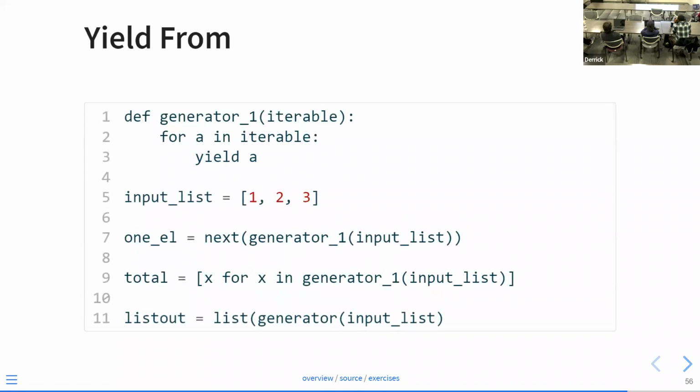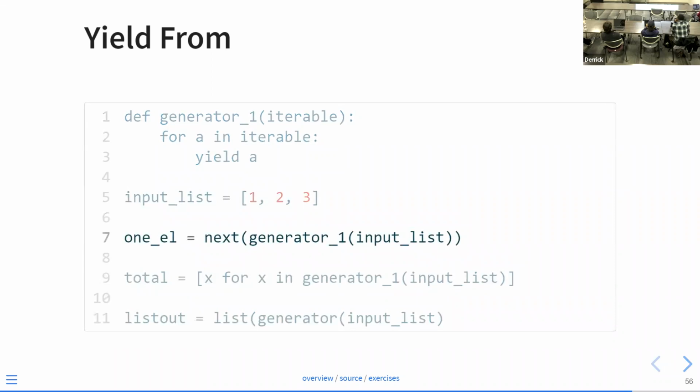Okay, so here's another example where we're doing something similar, but this time we have our iterable, which is our input to generator 1, and then we're going to iterate through that: for A in iterable, yield A. So let's go through that. This is the same line as before. What is going to be stored in 1L? Yeah, exactly. So in this case, we're actually going through the iterable and then yielding out each of its elements. And similar idea here and here.